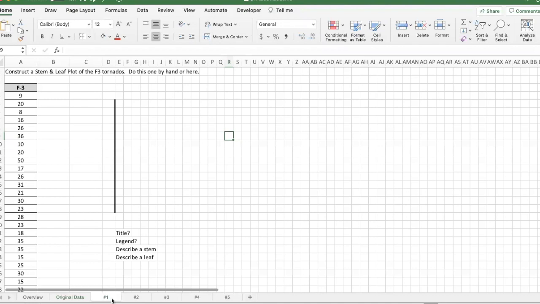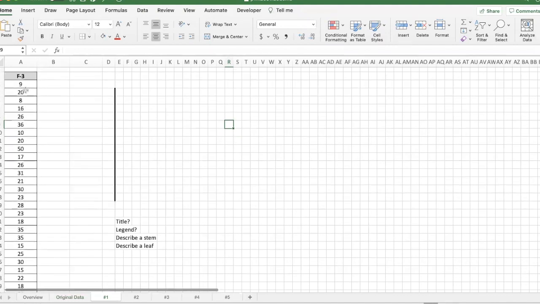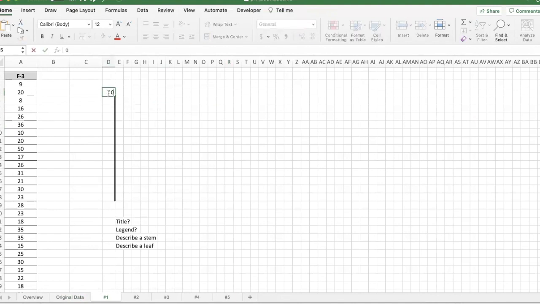Graph number 1 is a stem and leaf plot, and you can do it right here if you want. These are the F3 scale tornadoes. There's a nice little feature here for a stem and leaf plot. You might notice as you look through these data values that they range from single digits all the way up to 60, maybe even further.